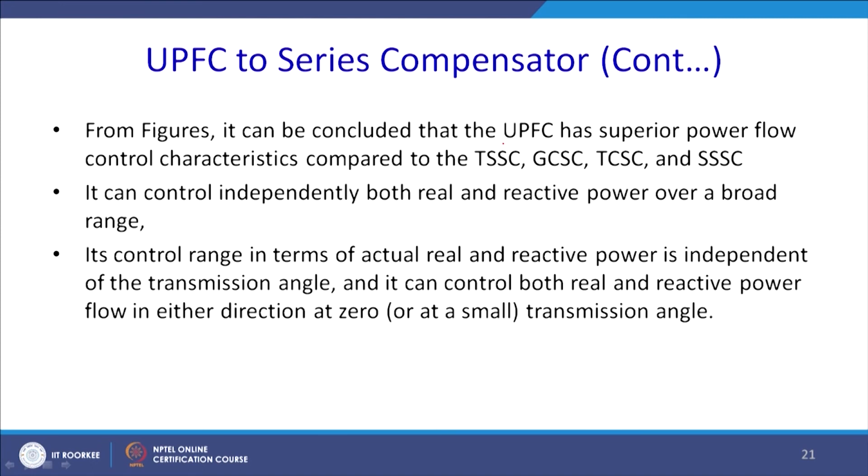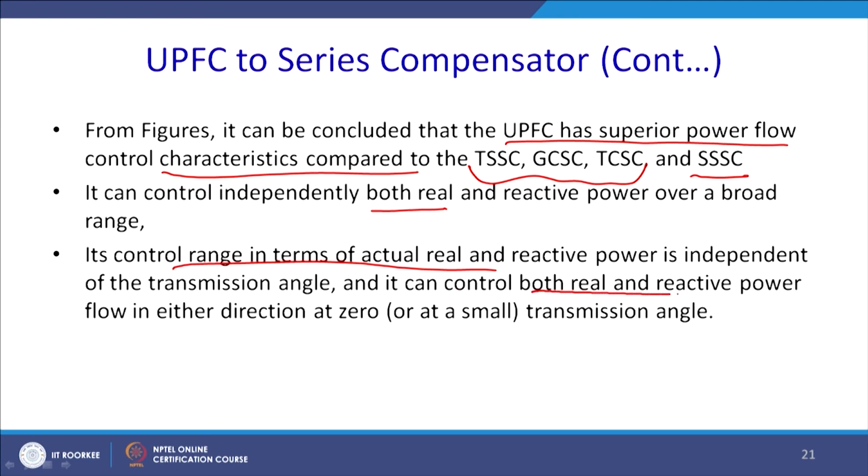It can be concluded that the UPFC has superior power flow characteristics compared to the passive series compensator, and this one is the active series compensator. It can control independently both real and reactive power over a broad range. If that circle of influence is taken as 0.5, you can increase it to 0.6, 0.7, but the rating will be increasing. Its control range in terms of the real and the reactive power is independent of the transmission line angle. So, it does not touch the transmission line angle, and it does not touch other parameters, and it controls both real and reactive power flow in either direction, that is at 0 to a small transmission line angle also.